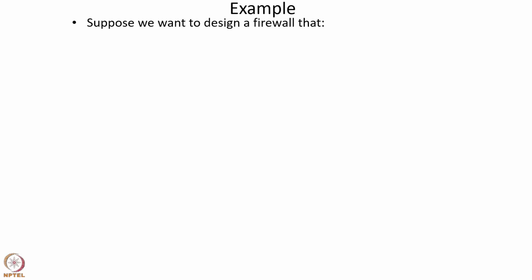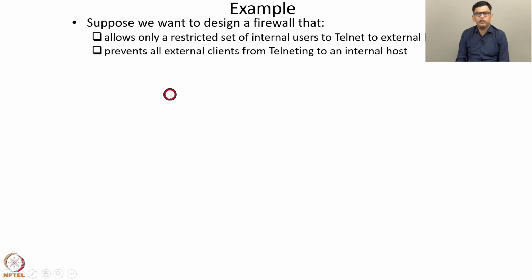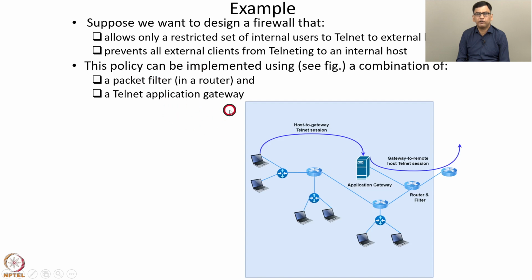So here is an example which illustrates the operation of application gateways. Suppose we want to design a firewall which allows only a restricted set of internal users to telnet to external hosts. It prevents all external clients from telnetting to an internal host. So this policy can be implemented as shown in this figure using a combination of a packet filter in a router and a telnet application gateway.